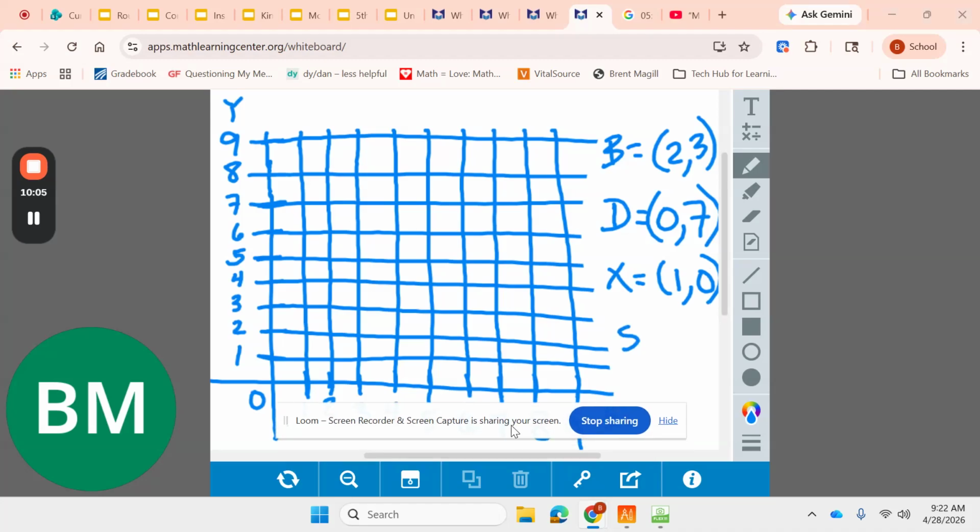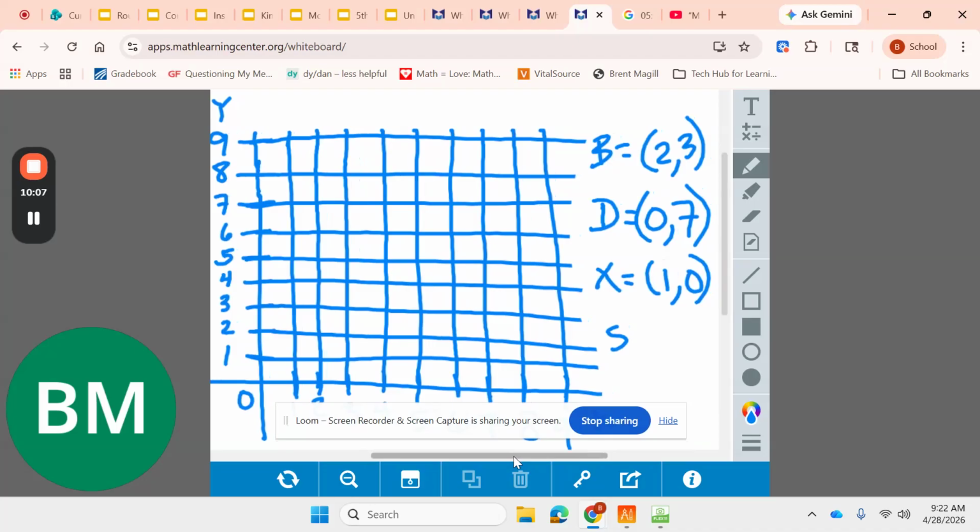I'm running out of a little bit of room here. Room is at a minimum, my spacing. All right, there's 4 points. Let's see if we can plot those 4 points. Point B, point D, point X, and point S. Go ahead and do that. Pause the video. Shouldn't take you long at all.